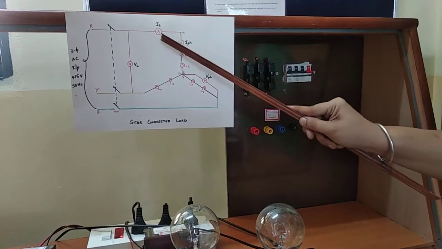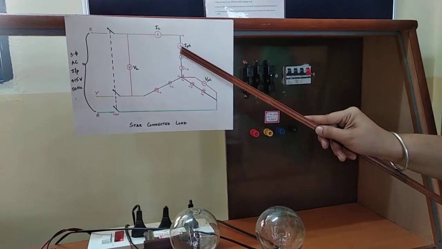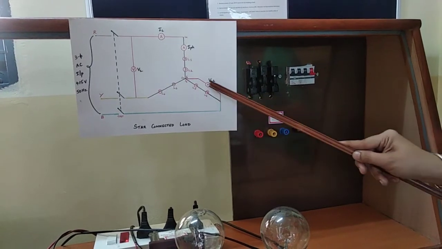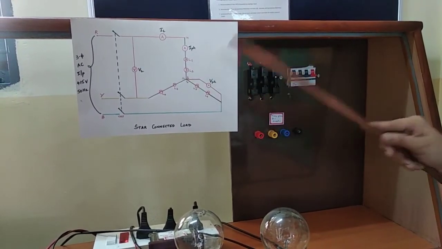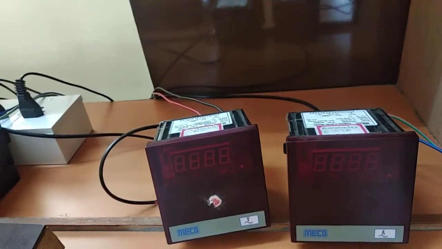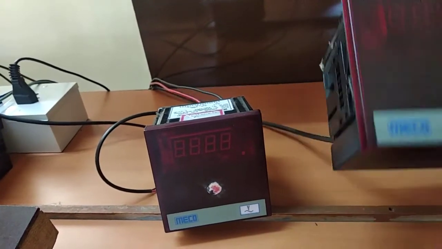Now let us see that in the circuit. If you come forward, we are using measuring instruments such as AC ammeters and voltmeters, VL and VPH. They are indicated by VL and VPH. So now let us learn about the measuring instruments, AC ammeter and AC voltmeter.